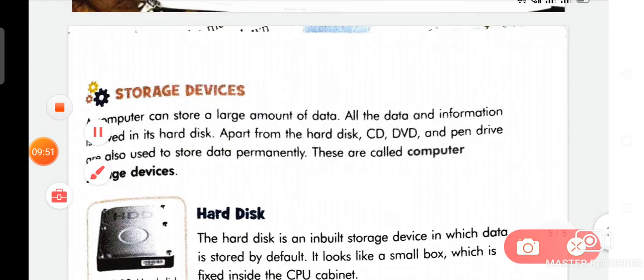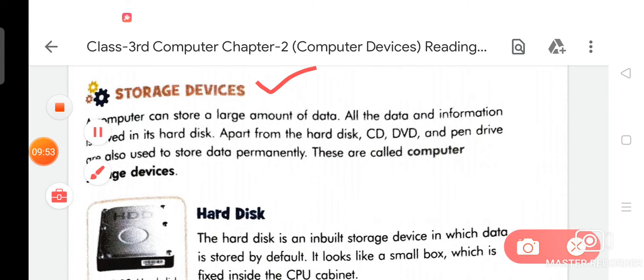Now from your chapter, we are going to read about storage devices. A computer can store a large amount of data. All the data and information is saved in its hard disk. Apart from the hard disk, CD, DVD, and pen drive are also used to store data permanently. These are called computer storage devices.